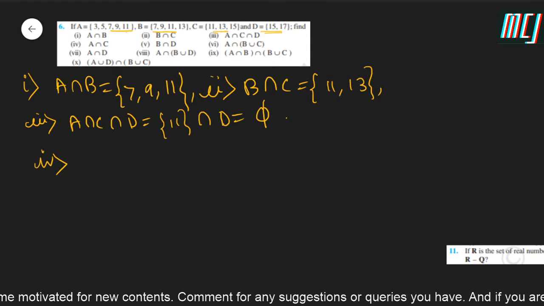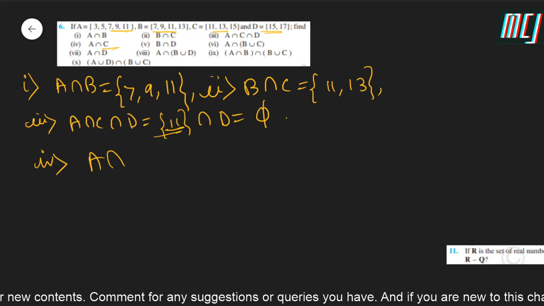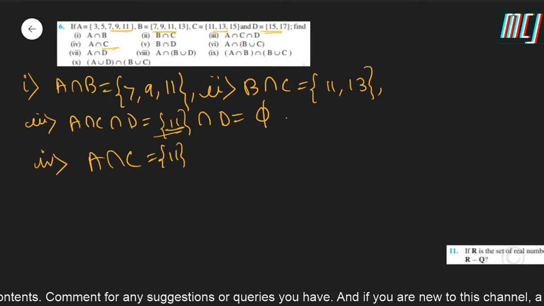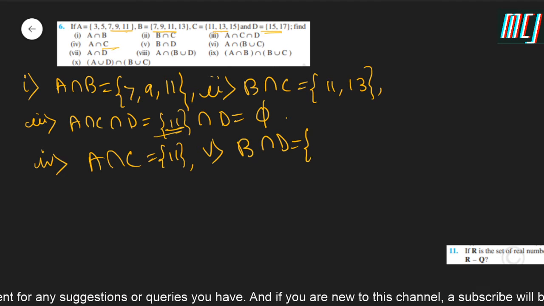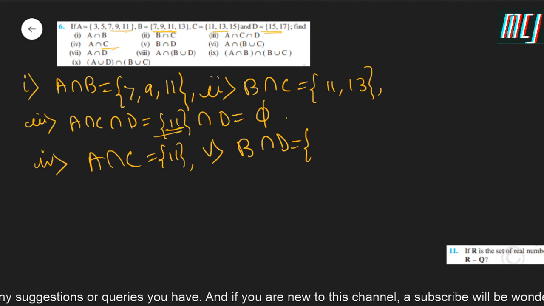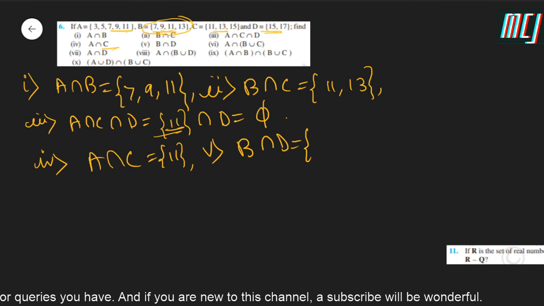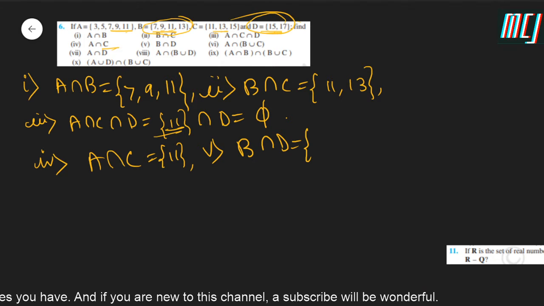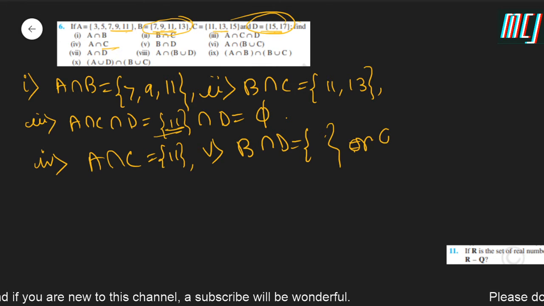Now the fourth one, that is A intersection C. So A intersection C we already found here. A intersection C is equal to 11. Now the fifth one, B intersection D. Between B and D, there is no common element. See, here B equals 7, 9, 11, 13. Here D equals 15, 17. So, no common elements, or you can write empty set.